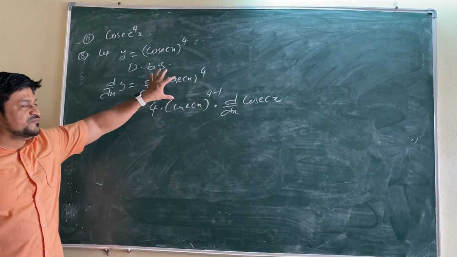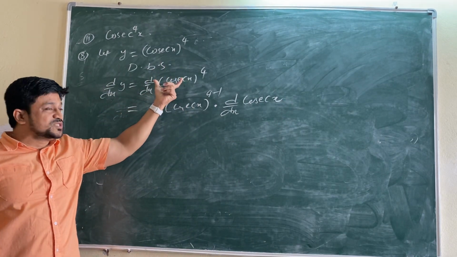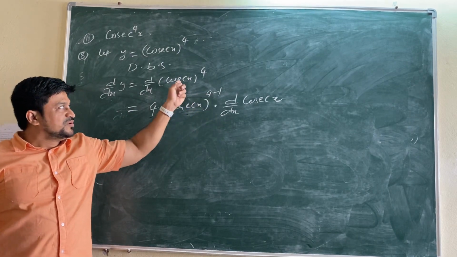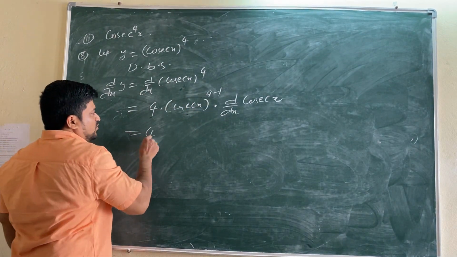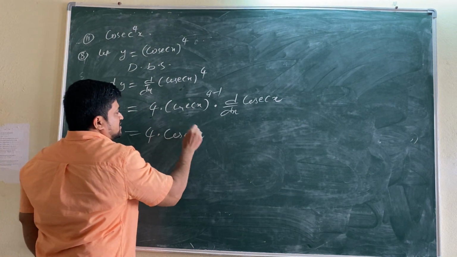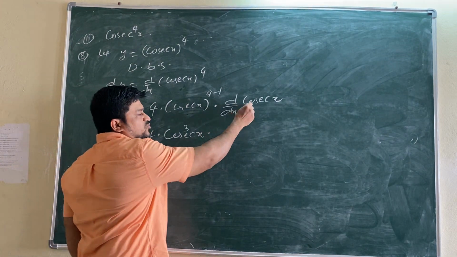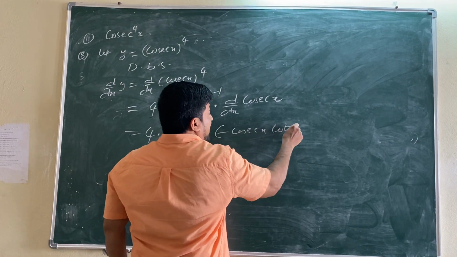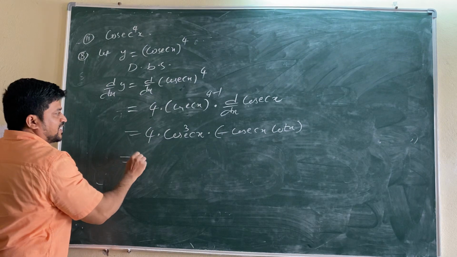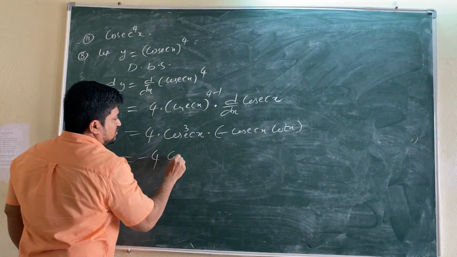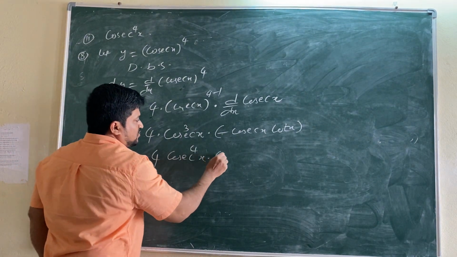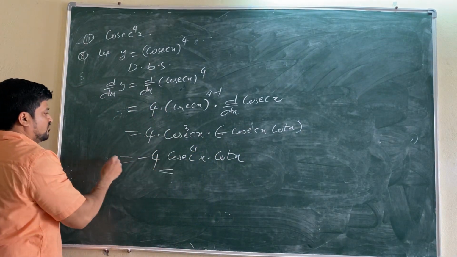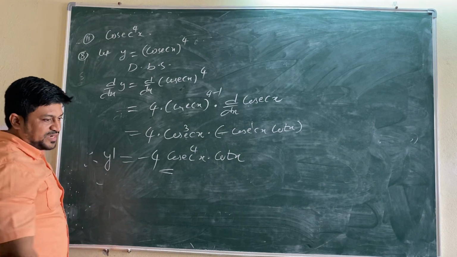previously what we have done, whenever a question is given and it has power, consider this to be x and take power as n into x power n minus 1 into d by dx of x. So this one becomes 4 into cosecant cube x into derivative of cosecant x, in bracket, so that this minus sign we can write before the number: minus 4 cosecant power 4 x into cot x. Cosecant power 1 into cosecant power 3 is cosecant power 4. This is y dash.